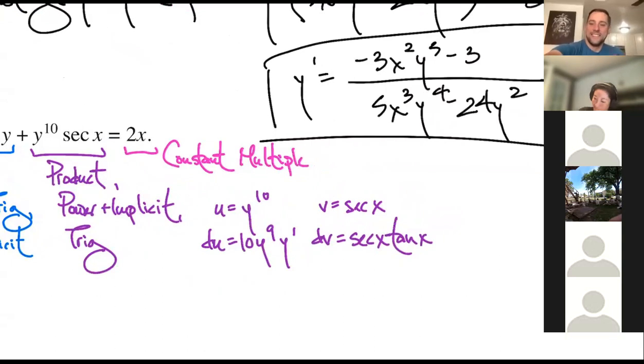All right, so let's not forget our very simple but important part of this equation. I'm going to find the derivative of 2x. So the derivative of 2x is going to just be 2, okay?